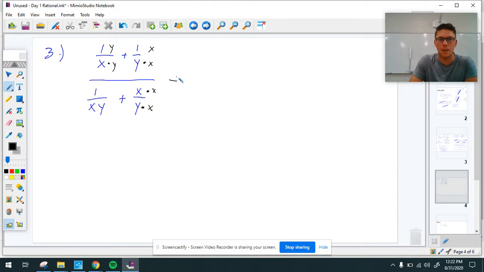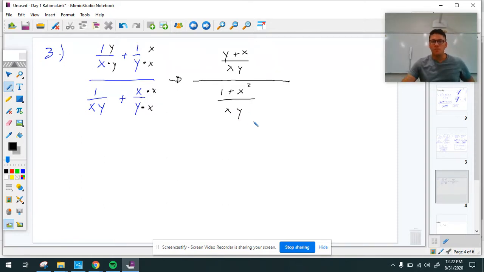So let's go to the next step. So this becomes y, now that they're a common denominator, y plus x over xy, all divided by, that's an xy, 1 plus x squared, all divided by xy. Now from here, if we have a division problem, that's what this is. We've got a fraction divided by a fraction.